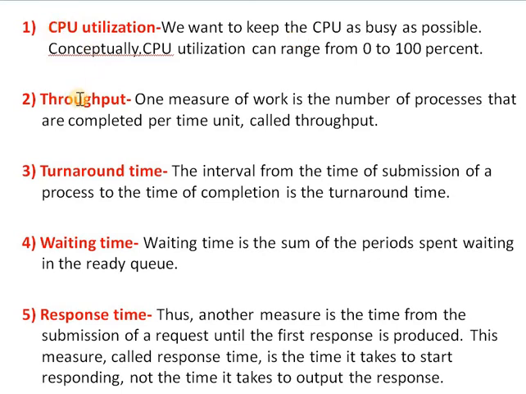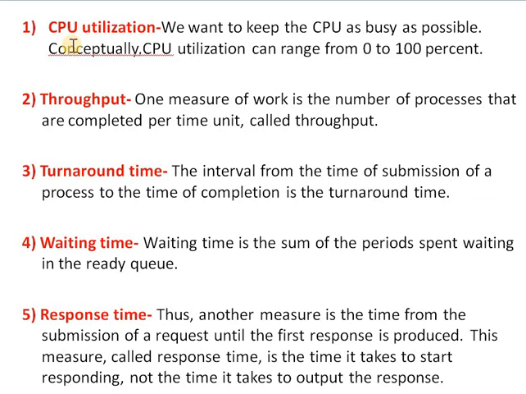Next, throughput. Throughput means what? Output. Throughput, one measure of work, is the number of processes that are completed per time unit. We call it throughput. Throughput means output. Throughput is one measure of work. This is one measure for calculating the work.